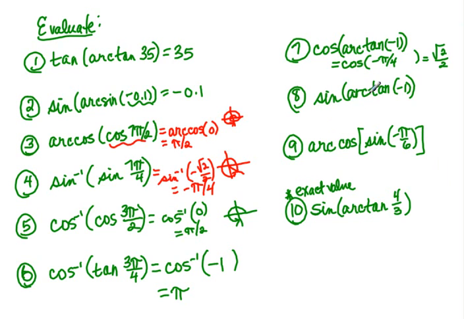What about sine of arc tangent of negative 1? So very similar, that is just going to be sine of negative pi over 4. And the sine of negative pi over 4 is negative square root of 2 over 2.